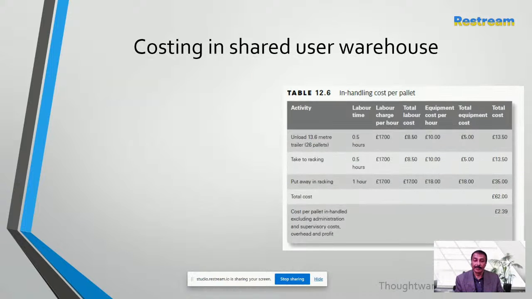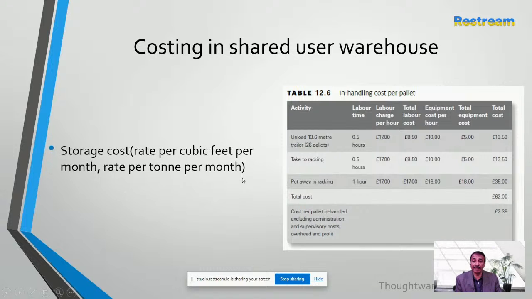Okay, so if you are using a shared warehouse, there also we need to have some calculation, something similar, like you are unloading a trailer and taking it to rack, put away in rack, and then how much you have to charge to the customer. This can be in individual warehousing. All this becomes important. But if you are a warehouse in charge, you need to calculate various cost elements.